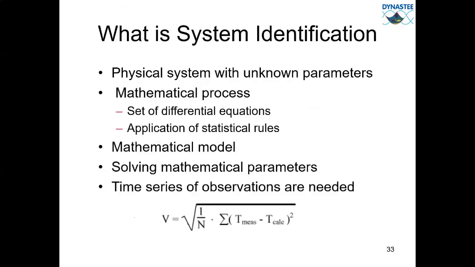So summarizing, we have a set of differential equations and we apply a set of statistical rules and solve the best set of mathematical parameters by minimizing the error between model output and measured data. Essential is this minimization, and one of the easiest ways to do it is to apply the least squares method.